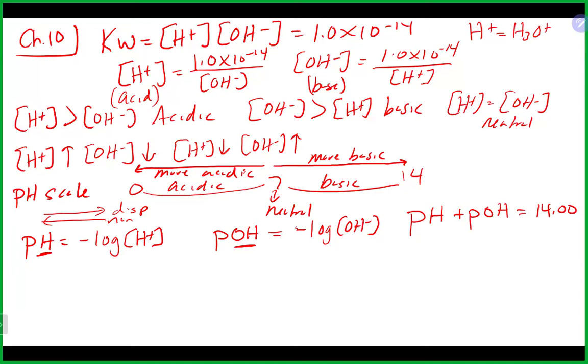Again, you could use KW in certain cases. You might not have to even use KW. So you could use some of those relationships. We also saw that if you actually do have the pH given to you, directly from that number, you could actually calculate the H plus concentration, and that is the inverse log of the negative pH.